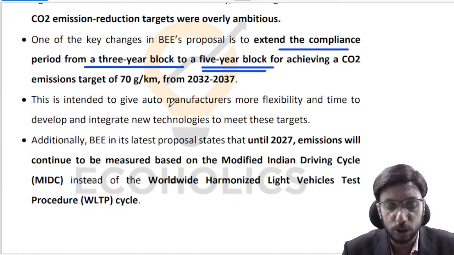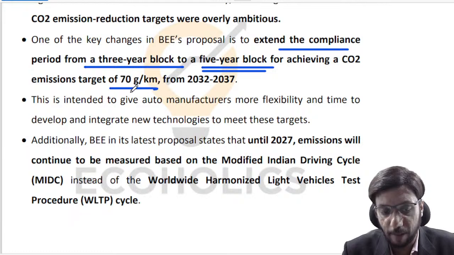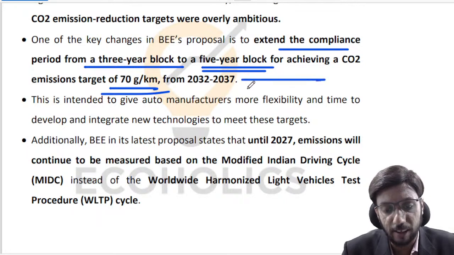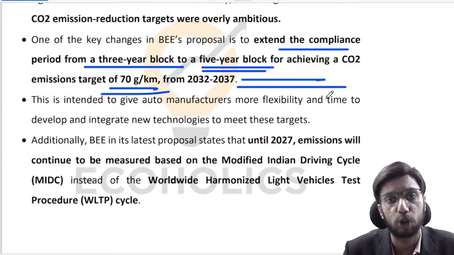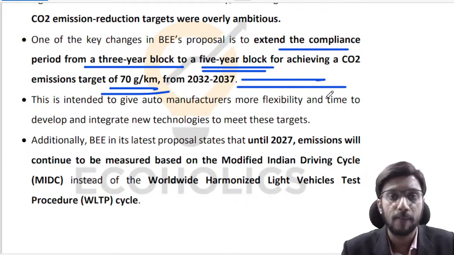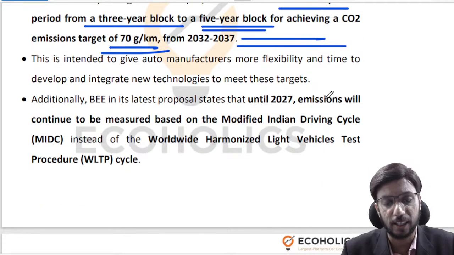So what is the CAFE 4 standard? We want you to be able to have this average of 70 grams of carbon dioxide emission per kilometer. 70 grams of carbon dioxide emission per kilometer, right? We want you to achieve this standard. This will be the CAFE 4 standard. And you have a 5-year block between 2032 and 2037 to achieve this particular cycle.